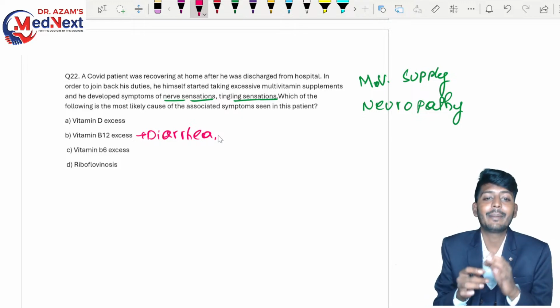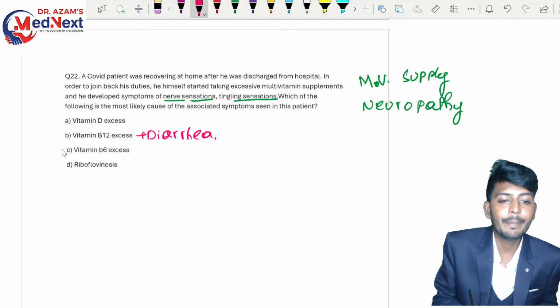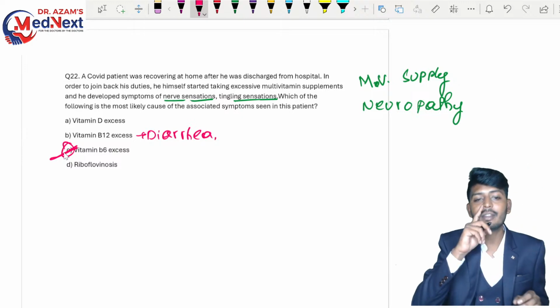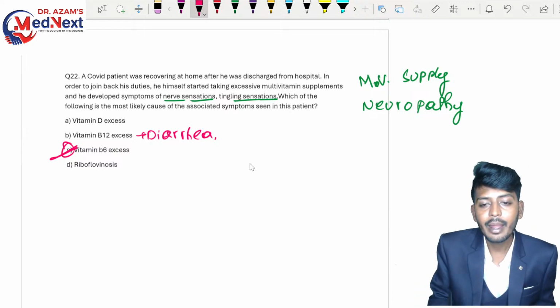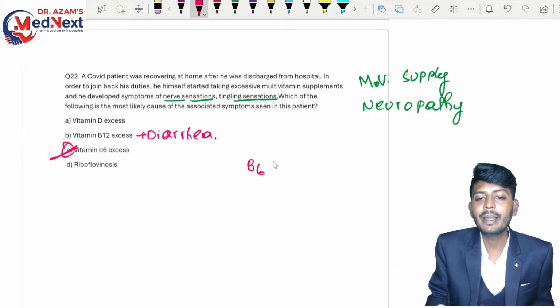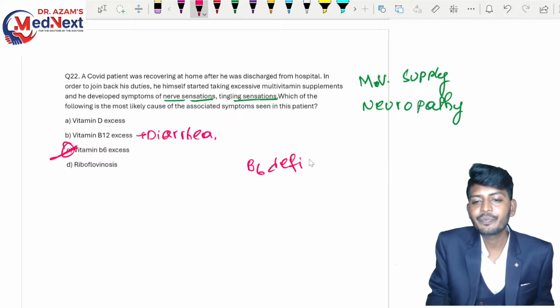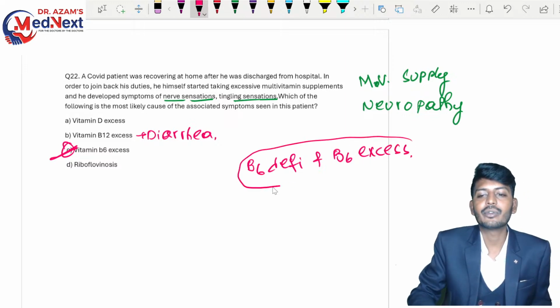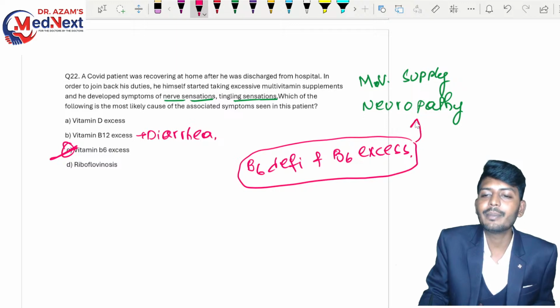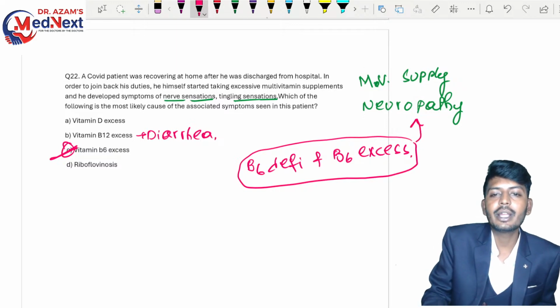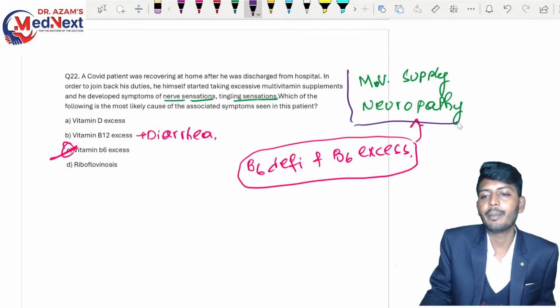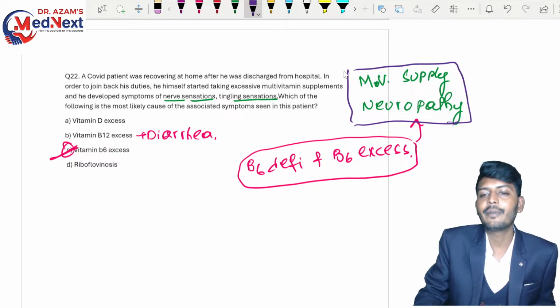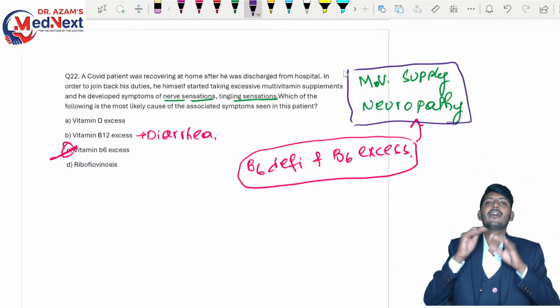But only vitamin B6 excess will cause neurological symptoms. So remember, B6 is a very special vitamin. B6 deficiency and also B6 excess, both of them, my dear students, will have the same symptoms. Ditto, exactly the same kind of symptoms. Both hypo and hypervitaminosis of B6 will have the same symptom.